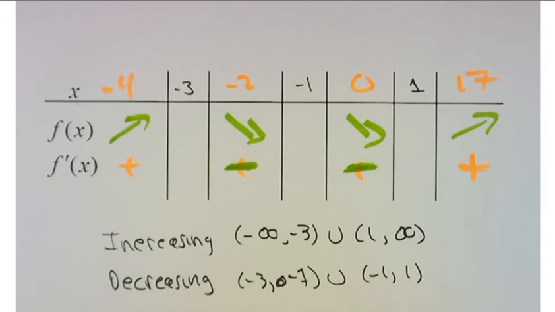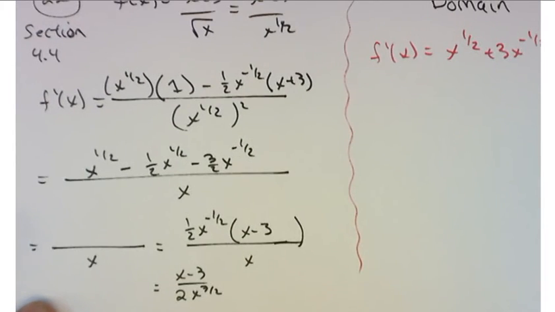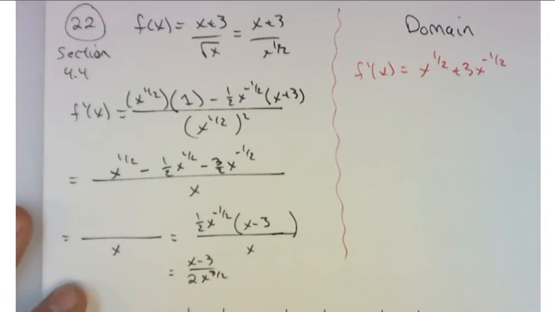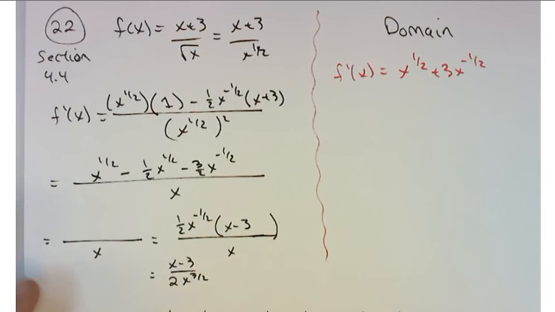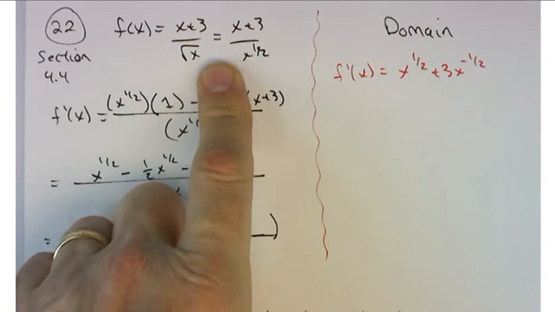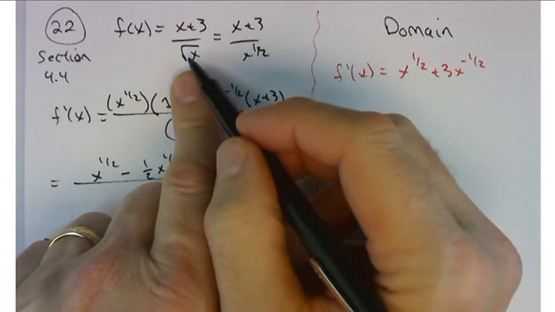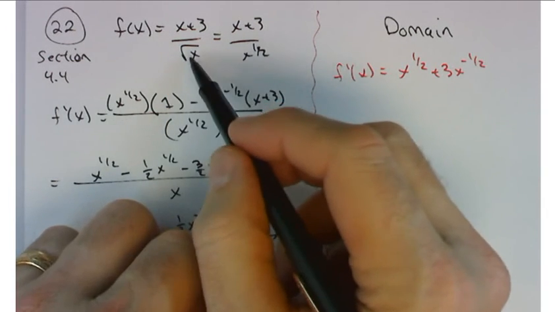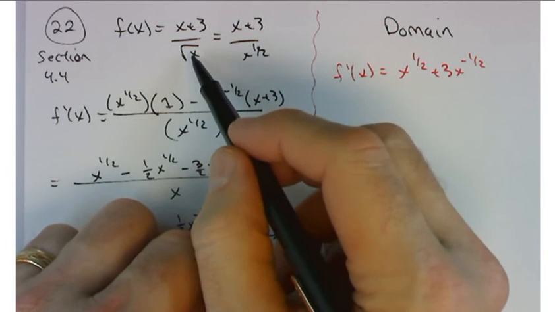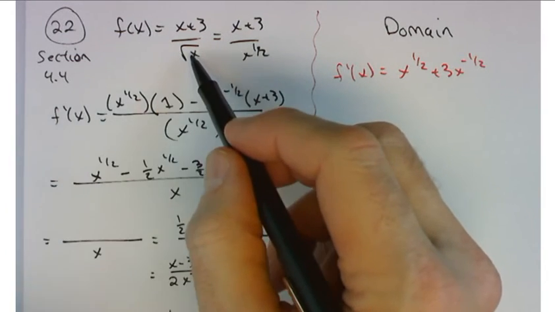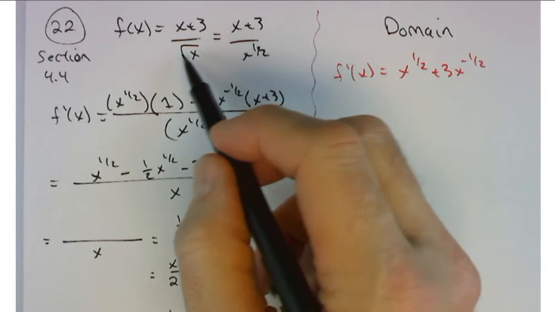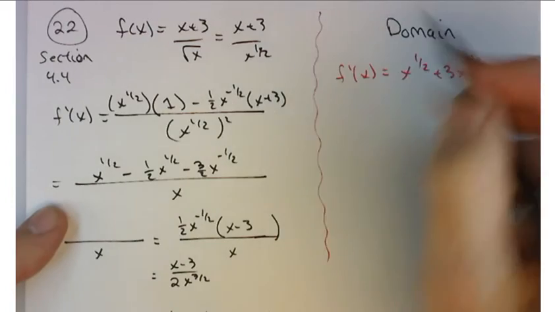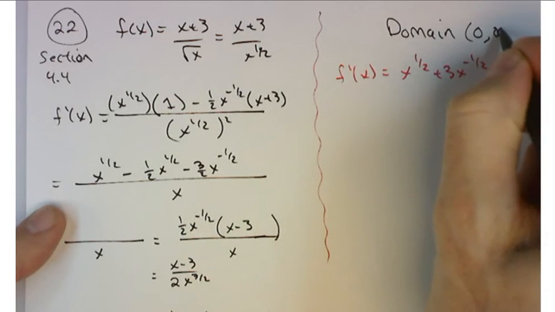One last one here, and it's kind of a look ahead to section 4.4. It's problem number 22. Now there's a couple ways you could do problem number 22. Let's first think about the domain. You can't have a 0 in the denominator. In fact, this number has to be greater than 0, and it can't even equal 0. It can't equal 0 because that would put a 0 in the denominator. It has to be greater than 0 because you have a square root there. So the domain is 0 to infinity.